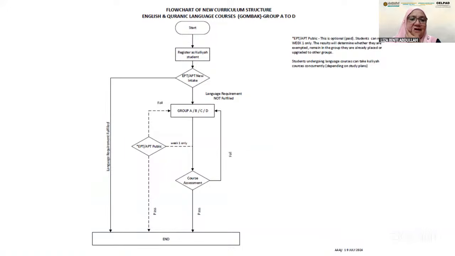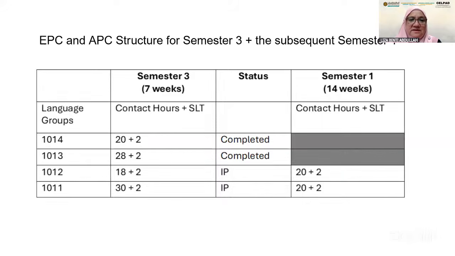Okay. All right. Maybe I skip to this table, to answer the question whether you can take CELPAD courses in short semester. This one is on EPC and APC. But for other courses, yes, you can take. If we offer, then we do have a lot of students taking. For tilawah, we offer BM, we offer Mandarin.